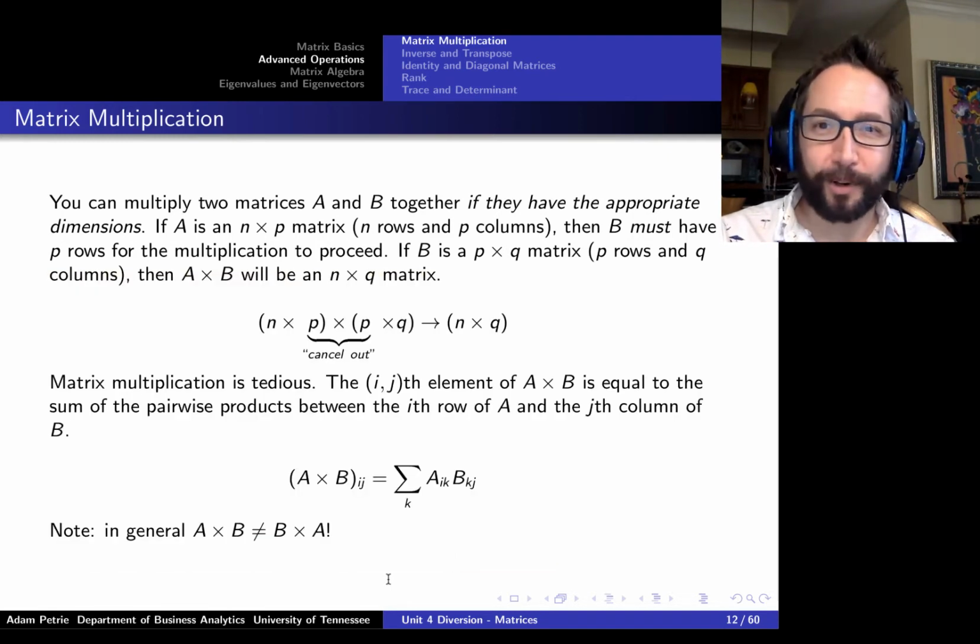So how does this work? How do we multiply two matrices together? What is it actually doing? What's the procedure? Let's do it.